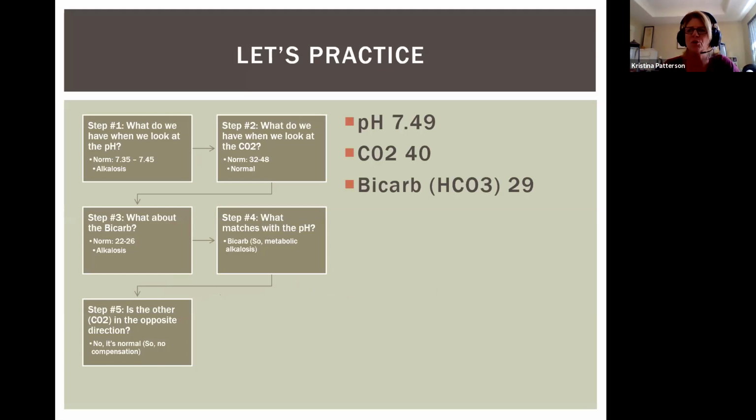All right, so let's do the first practice one. I'm going to take these figures over to my iPad. We want the pH to be 7.49 and the PaCO2 to be 40, and the bicarb will be 29. I'm going to draw these out on my iPad, and then we'll do that for a 5-step method. Let me share my iPad.